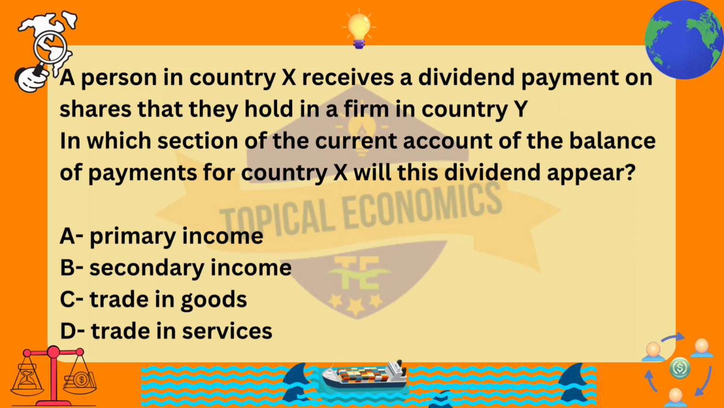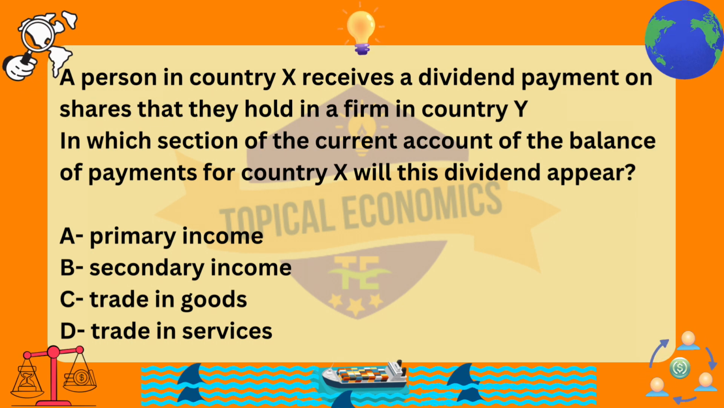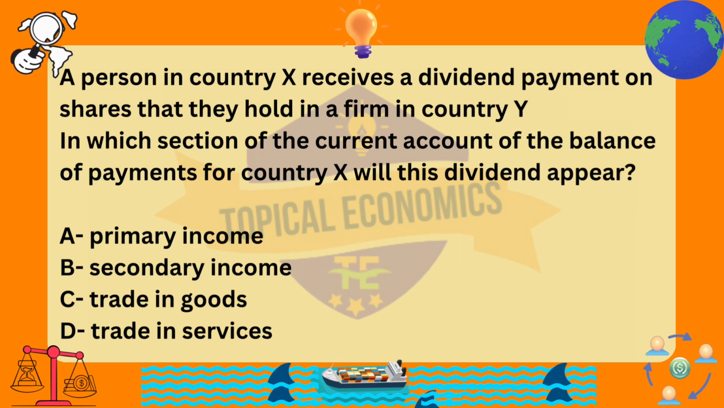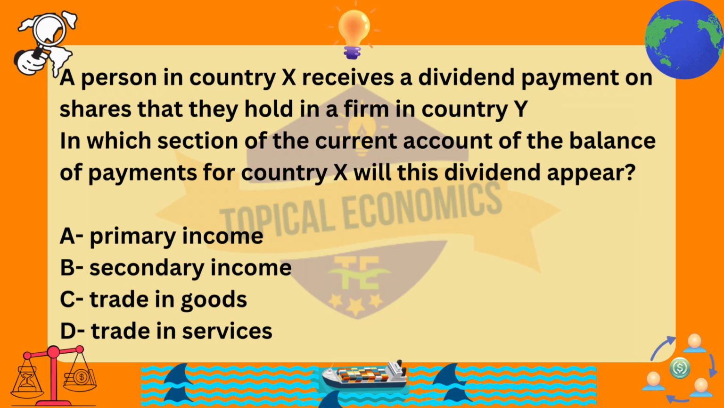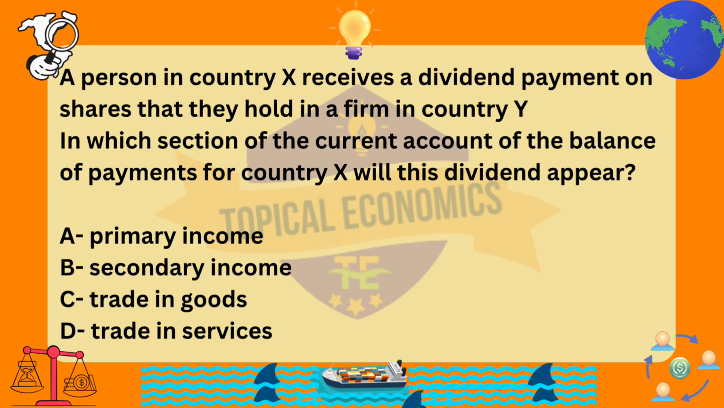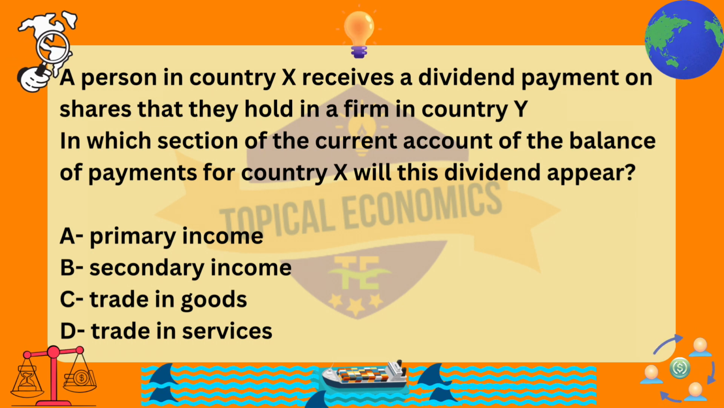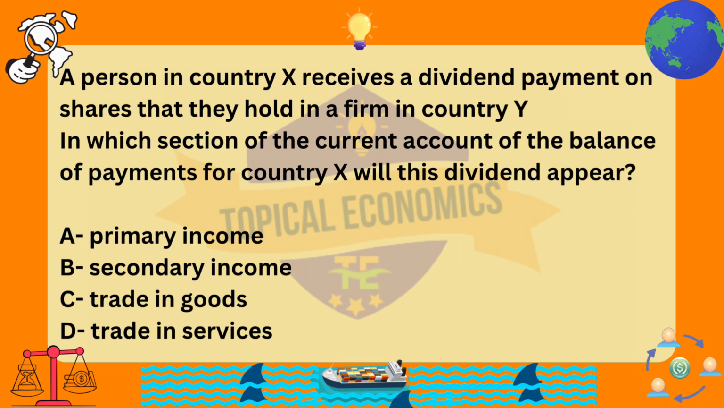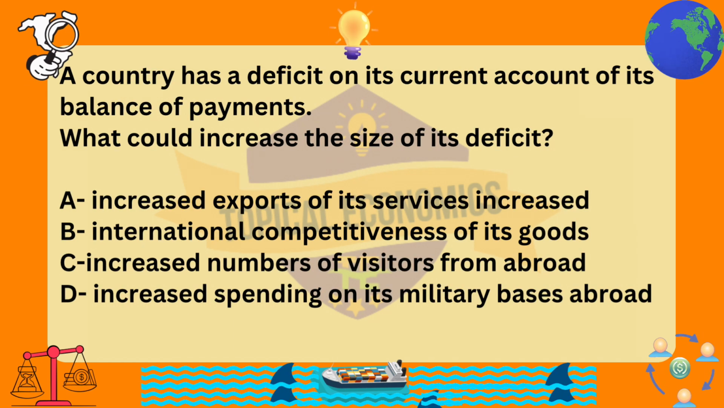B. Secondary income refers to transfers, such as remittances or foreign aid, which do not involve the exchange of goods or services. C. Trade in goods involves the import and export of physical items, and D. Trade in services covers intangible exchanges like tourism or financial services, neither of which applies to dividend payments. Thus, since a dividend is a form of income from foreign investments, it is classified under primary income in the current account. Moving to the fourth question.